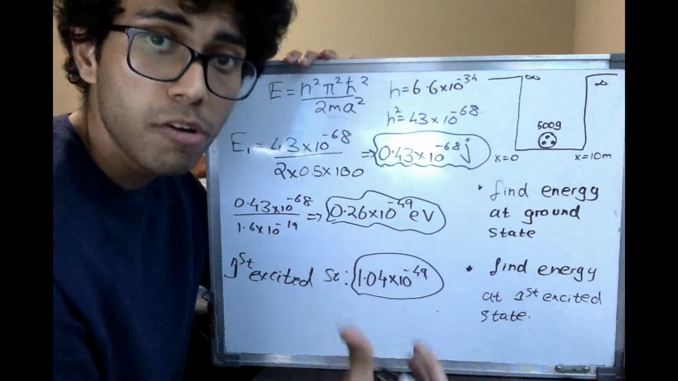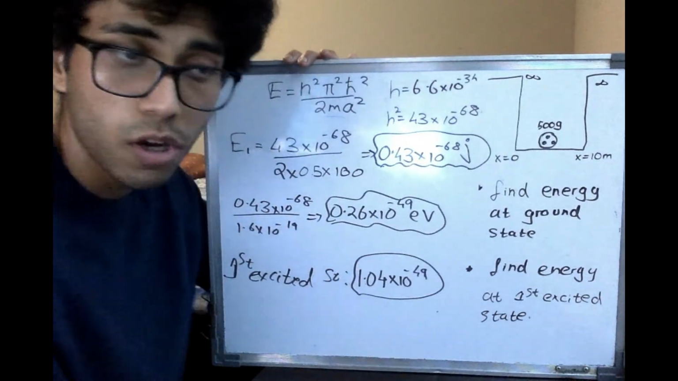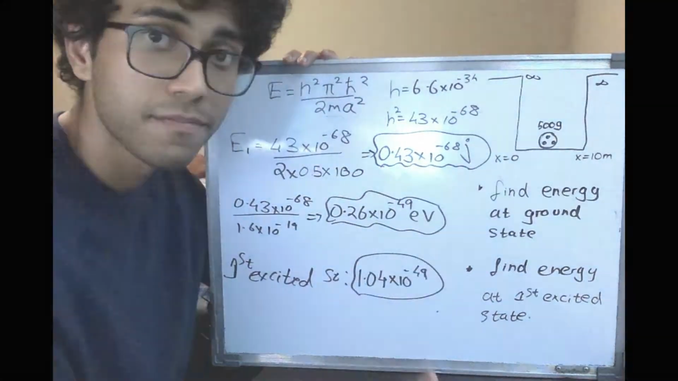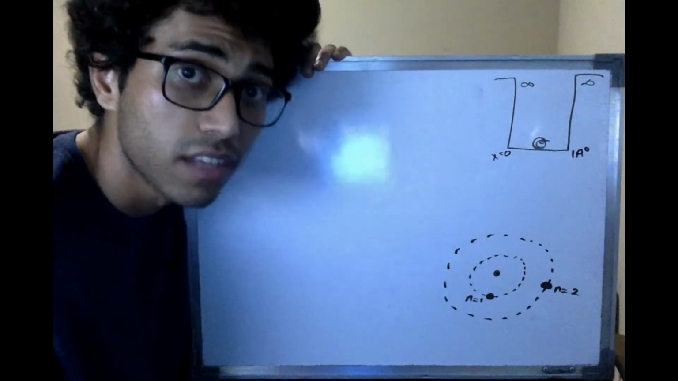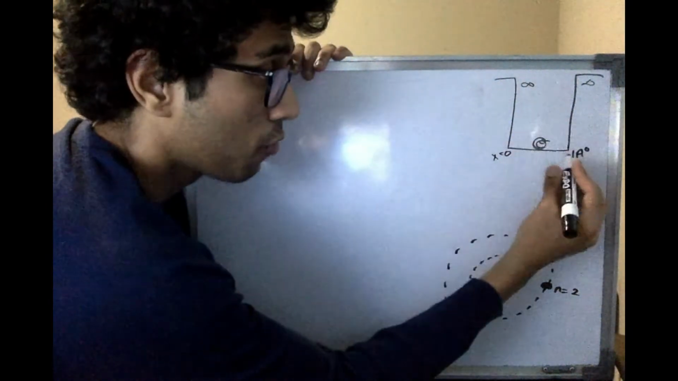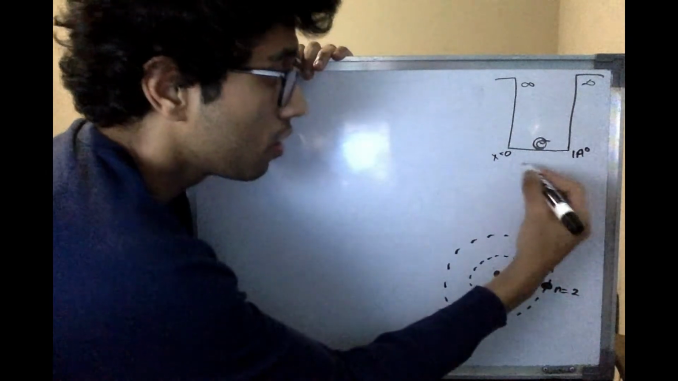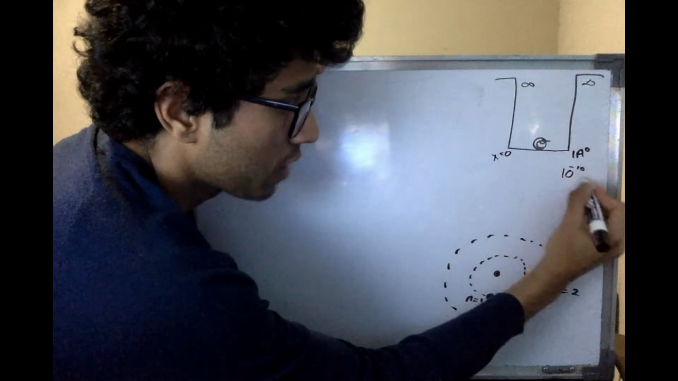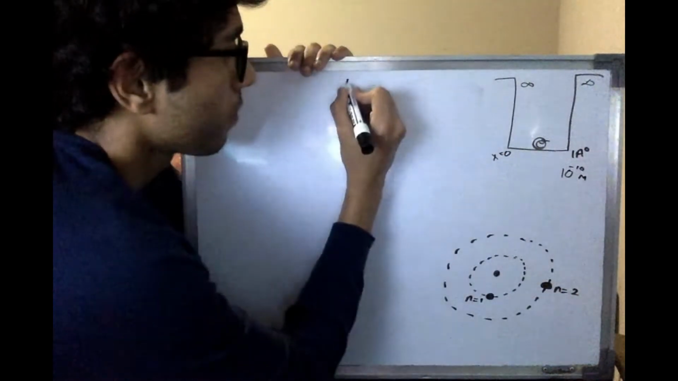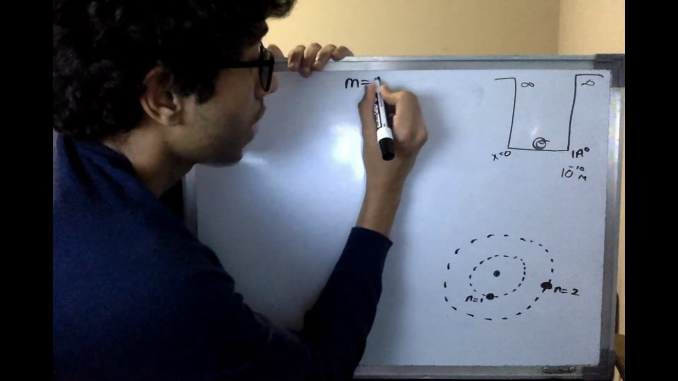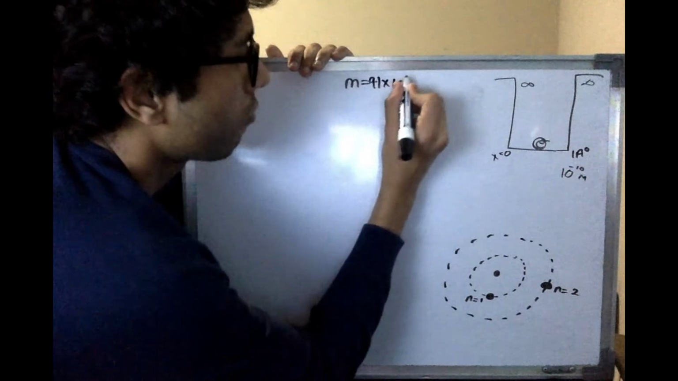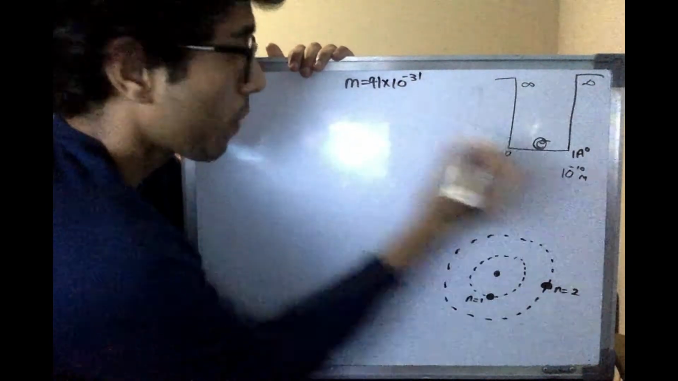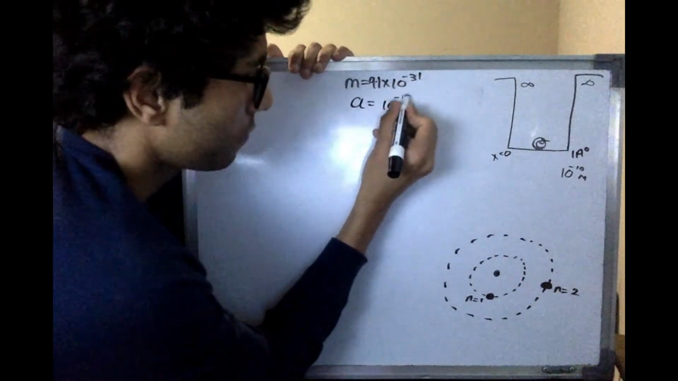But now, let's try to calculate the energy for a microscopic object, for example, an electron. Now let's look at a microscopic example. We have an electron that is bound in an infinite potential well of very small length, 1 angstrom, which is 10 to the power negative 10 meters, and whose mass is simply 9.1 times 10 to the power negative 31 kilos. So my A is 10 to the power negative 10.